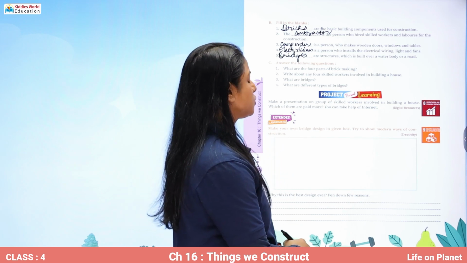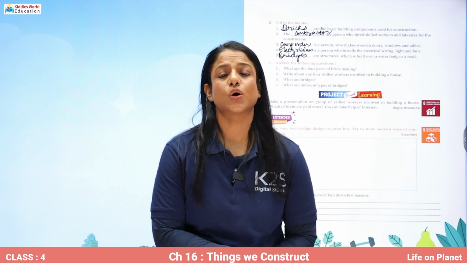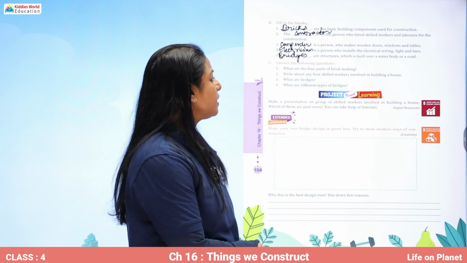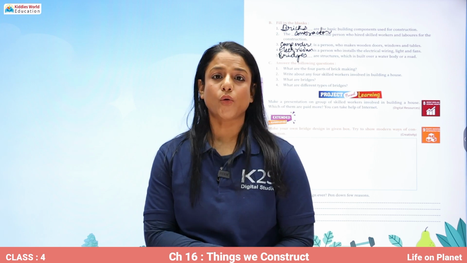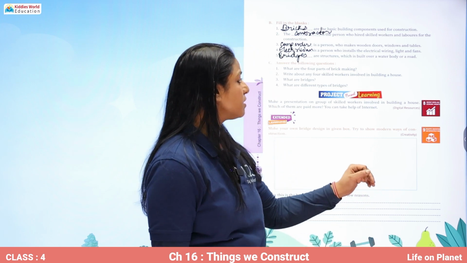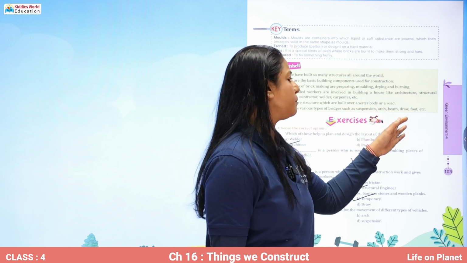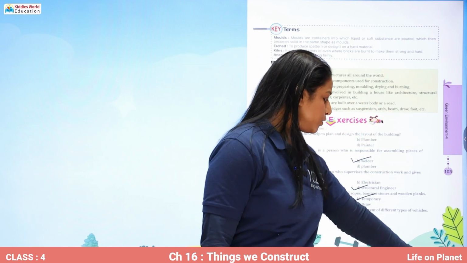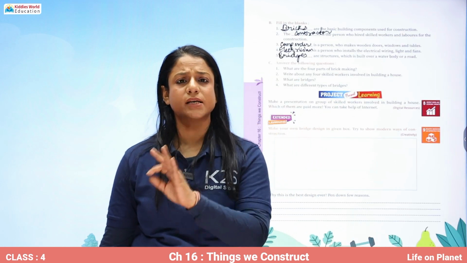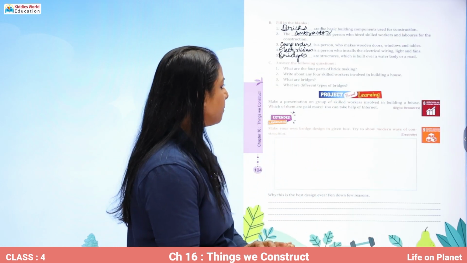What are bridges? Bridges are the structures meant for crossing a river or a road. They can be permanent, they can be temporary. What are the different types of bridges? You can name all the different types of bridges we have discussed here: suspension bridges, arc, beam, draw, foot, etc. You can just write one line about each one of them.